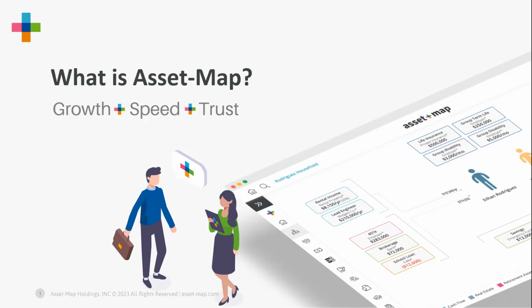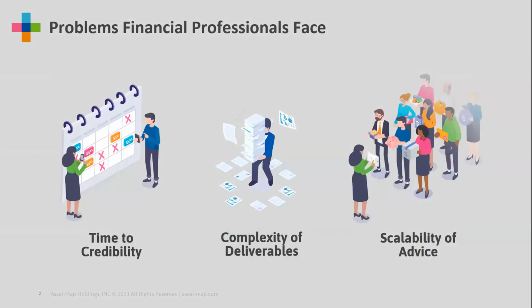Now, one thing that I want to share with you is that there's been 3 common problems that we see a lot of financial professionals face: time to credibility, complexity of deliverables, and scalability of advice. Now, I truly believe that Asset-Map can help you solve for all 3 of these. And if you're not sure what we mean, well, time to credibility is this. When you're meeting with a prospect for the first time, right, we want to build credibility with them quickly. So how do we get information for them to start understanding where they are so that we can then help get to the advice conversation quickly?